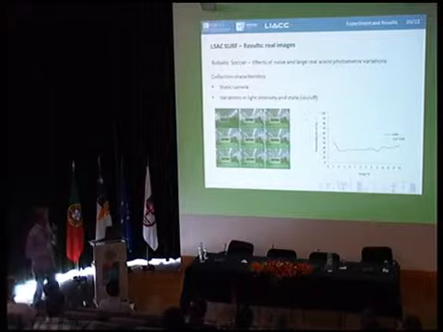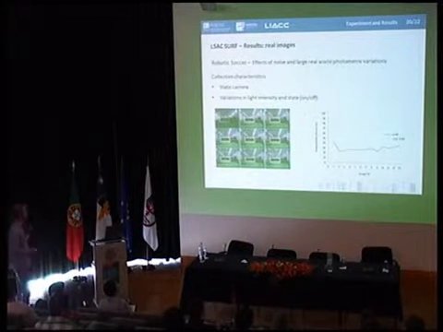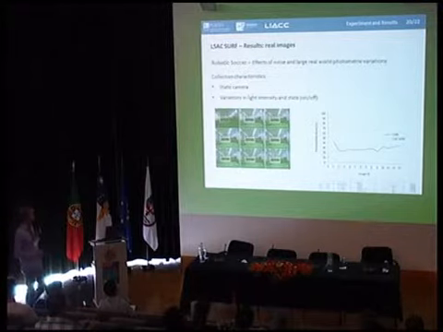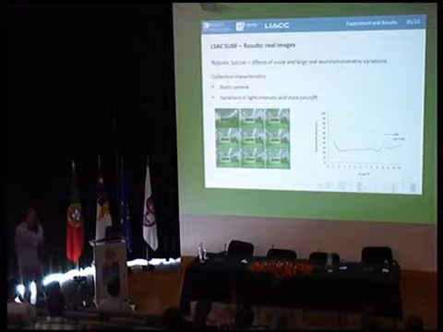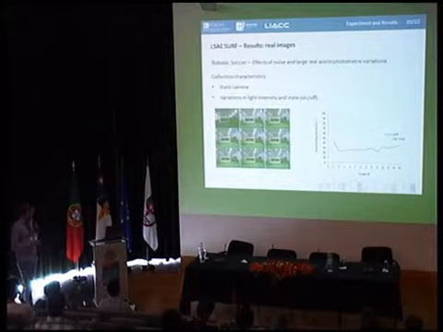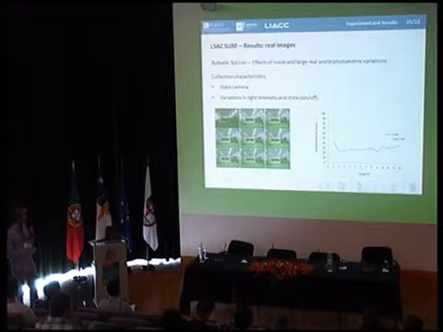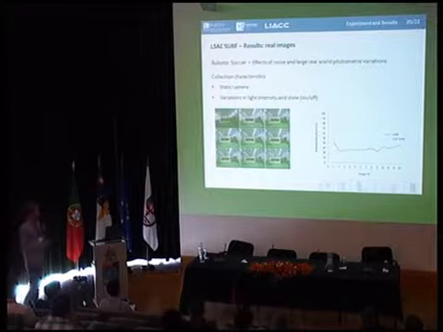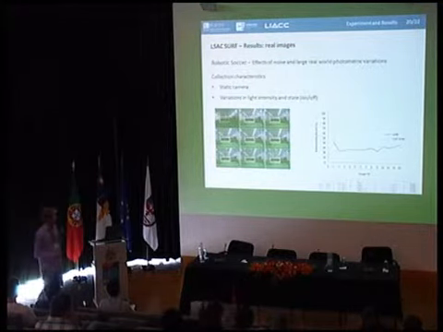In this final experiment, we wanted to evaluate the effect of noise and large real-world photometric variations. For that, we mounted a camera in the robotic soccer field and took 13 images of a static scene in which we varied the light intensity and the state of the bulb lamps.